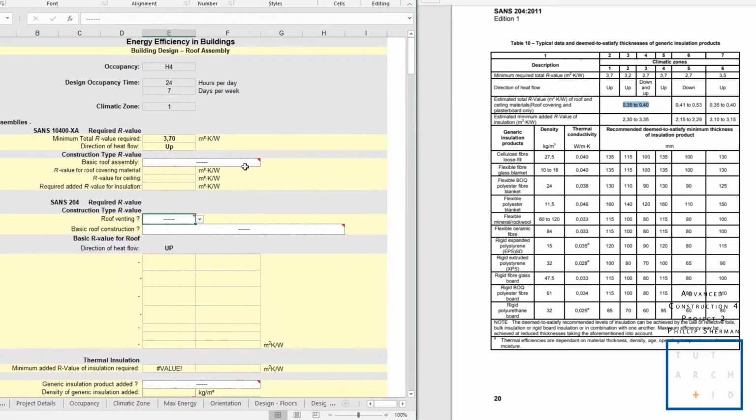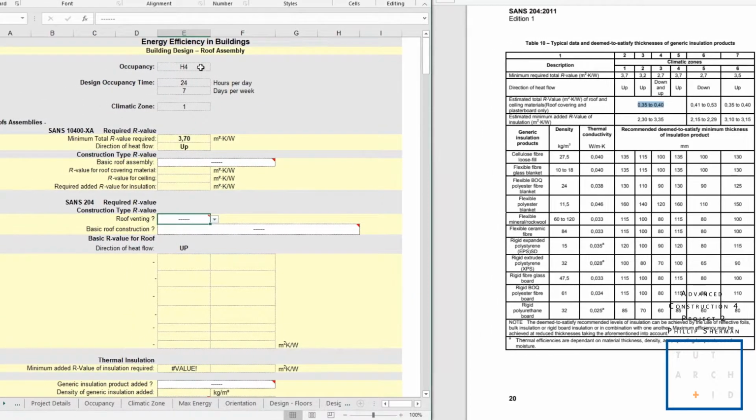All right. So here is a summary that is given for my roof. So remember my occupancy, my climatic zone. The required R value is 3.7. Direction of heat flow is up. Let's go to the construction, the base construction side R value. I will be using metal sheet type. And R value of the roof covering material is 0.35. The ceiling is 0.05, and the required R value for insulation is 3.35.